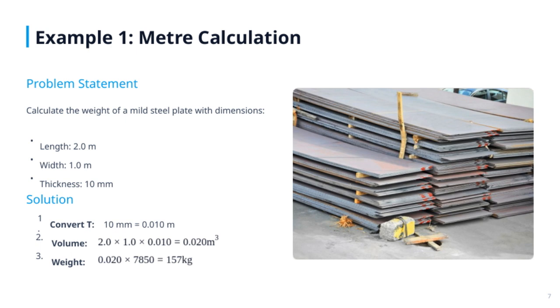Once we have the volume, we'll multiply it by the density of mild steel to find the weight. The density is typically about 7,850 kilograms per cubic meter. So, in summary, convert all measurements to meters, calculate the volume, then multiply by the density to get the weight. It's a straightforward process once you have all the dimensions in consistent units. This example really highlights the importance of unit conversion and applying basic formulas in engineering calculations.